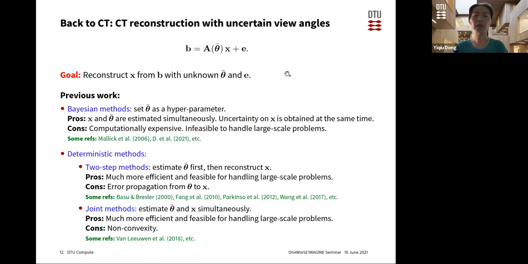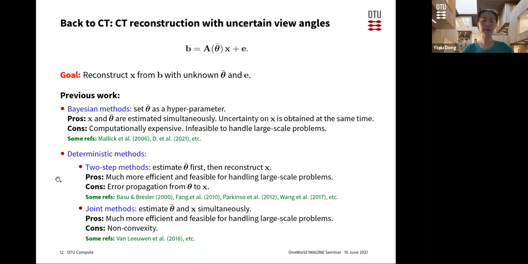There is some previous work on this specific application problem. I separate it into two types. The first type is the Bayesian approach. In the Bayesian framework, they set the view angle theta as a hyperparameter. The advantage of the Bayesian method is that we can estimate X and theta simultaneously, and at the same time we get uncertainty of X with respect to the errors. But the drawback is the computational complexity. It's much more time consuming.